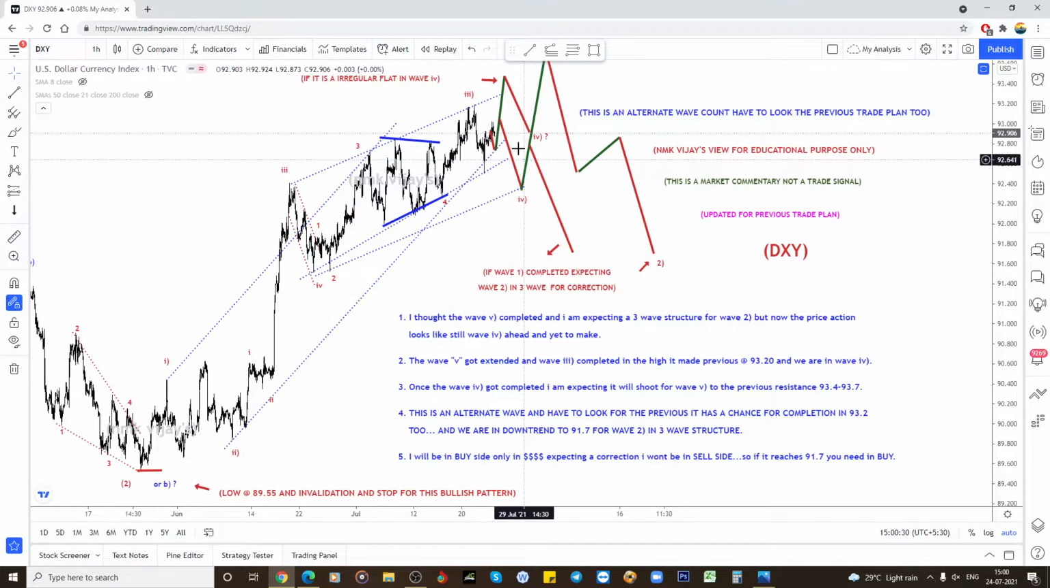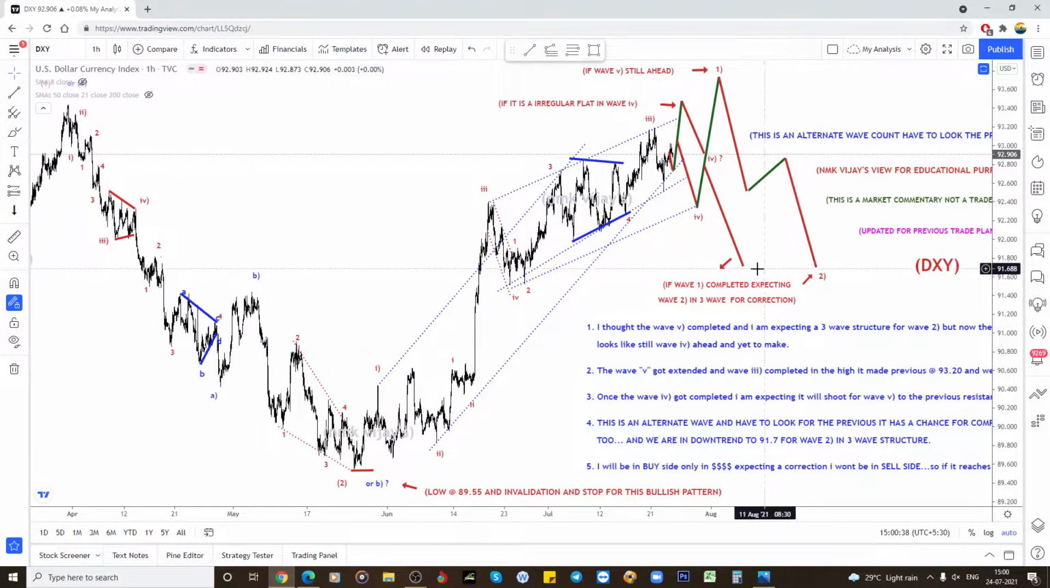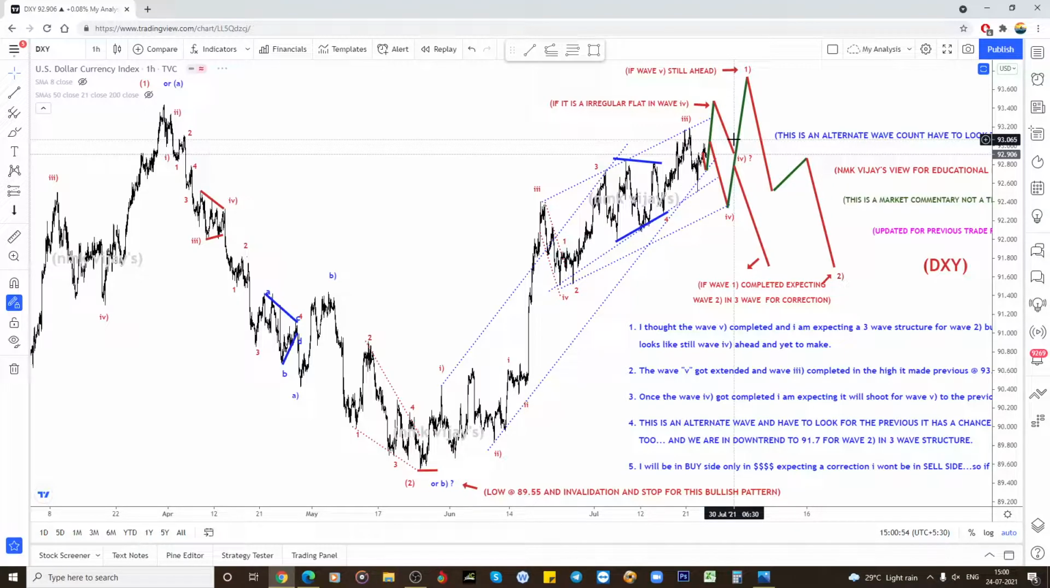So the previous view is I'm expecting 91.30. In both scenarios, what I'm trying to explain here is that I will buy only if it reaches here. So I'm expecting this fall. If you are in a sell, it's the same mistake I made previously, one year back and 1.5 years back. While we are expecting a trend reversal, we have to be on the market trend side.